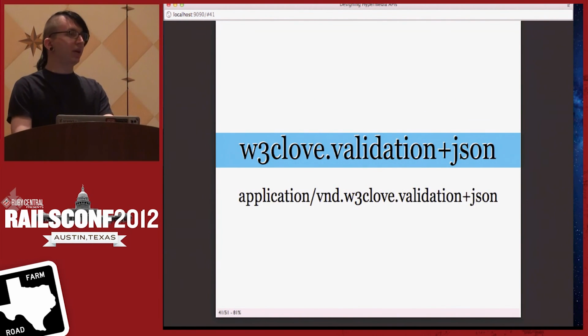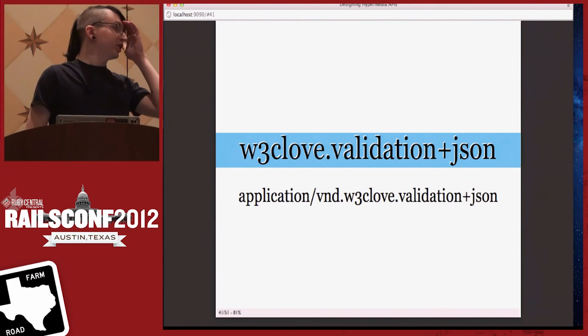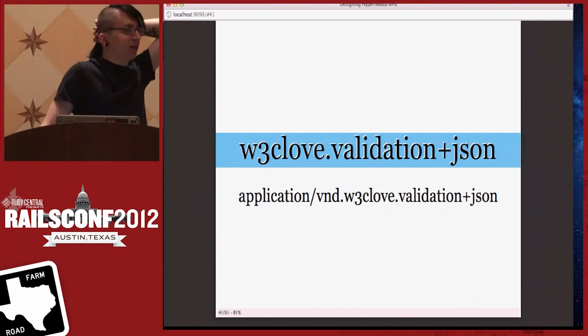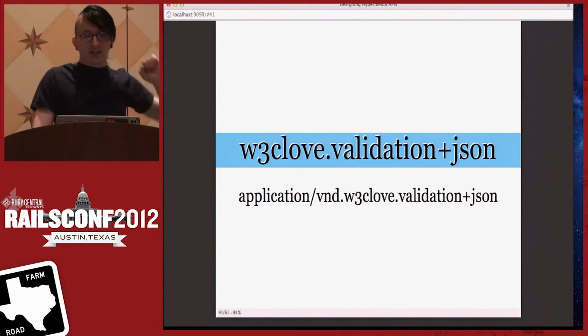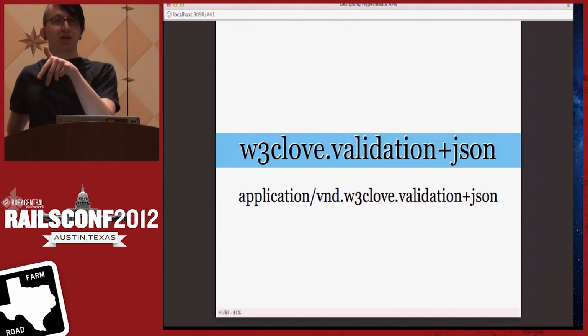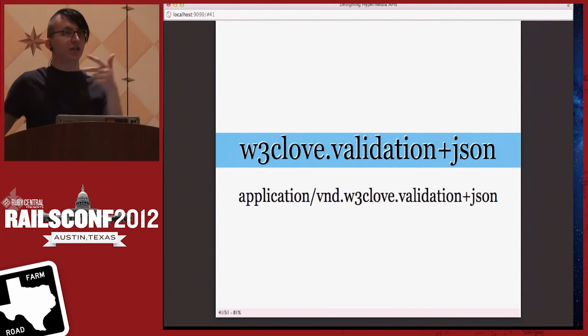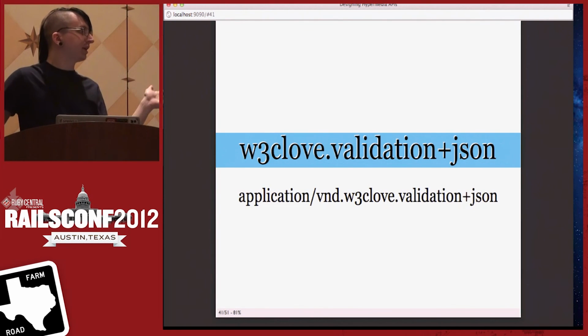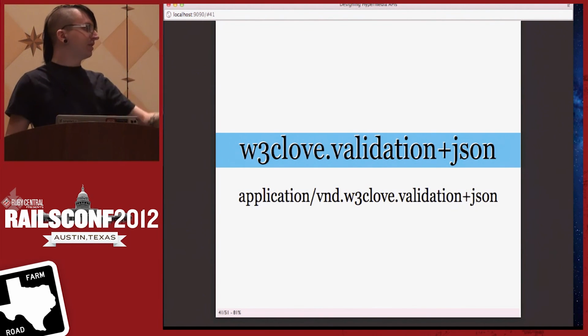So we're going to build a type called w3clove.validation+JSON. And its media type designation would look like this: application/vnd.w3clove.validation+JSON. If you've never dealt with media types before, basically you can break them into two parts. There's a category, which is the application part. So HTML is text/html, application/json, image/png. So it's a broad category. And then the second half is the details.